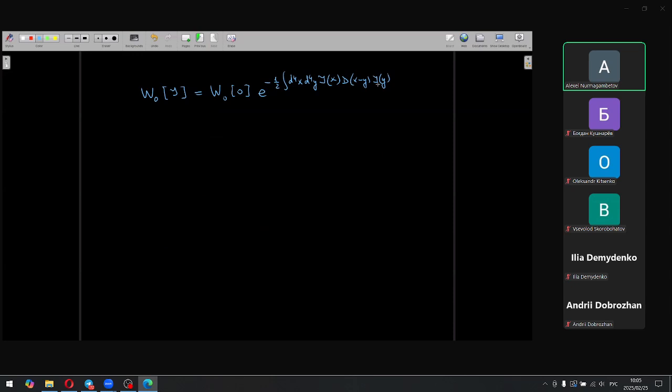So to make our notation compact, I will write down this expression as exponent of -1/2 j x D xy j y.